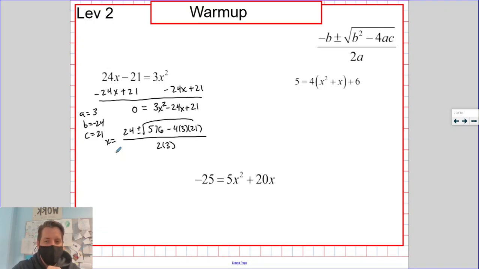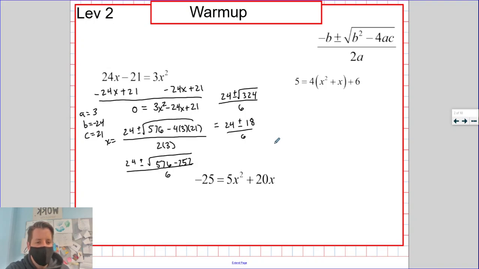So we're going to simplify this down. We're going to do 576 minus 4 times 3 times 21, and then we're going to take the square root of that when we're ready. So underneath the big square root, we're going to get 576 minus 252, which simplifies down to 324. Now, the square root of 324 is 18.